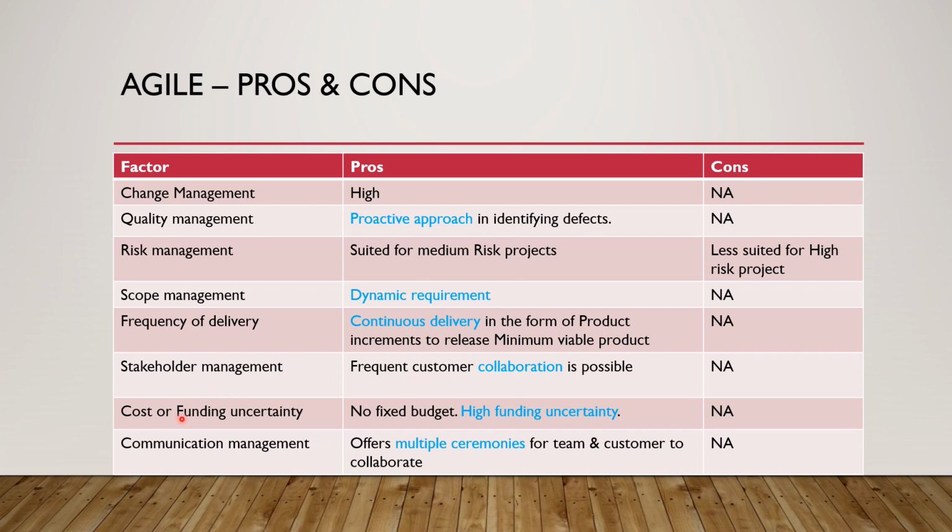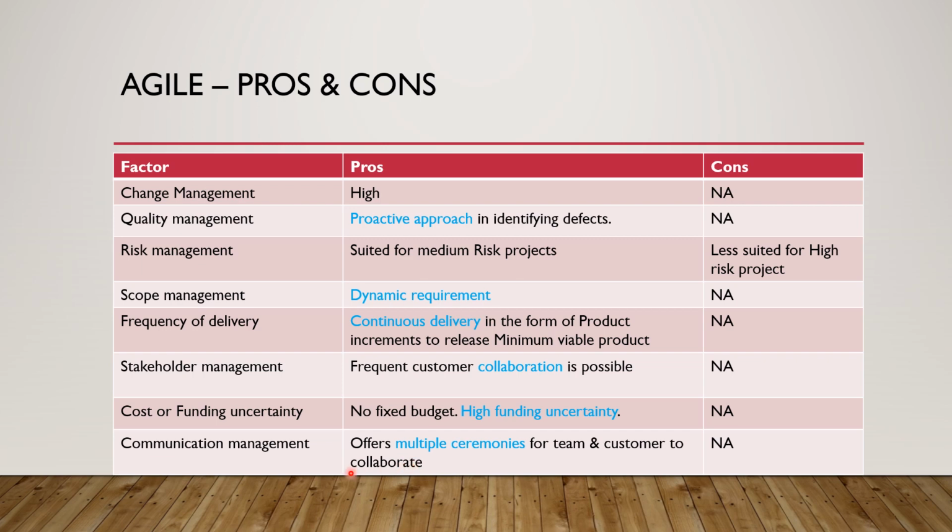Next is cost or funding uncertainties. For the given project, we have more funding uncertainty, and Agile is much suited for that kind of environment. The reason being, we can complete as much of the high priority feature development as we can with the available budget, and the remaining work can be dropped for the time being due to budget constraints. But the product would have already been launched to the market with the minimum viable features which satisfy the end customers.